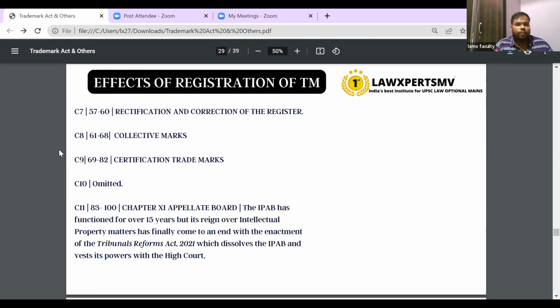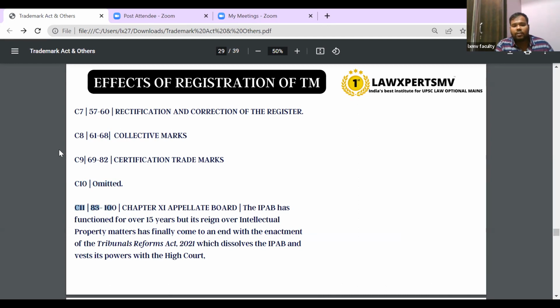Yes. We'll see that chapter 7, chapter 8, and chapter 9 are not so important for you, but with respect to the collective marks and the certification trademark, I'll give you a gist of it at the end of the lecture. And chapter 10 is now omitted, which is nothing but the aspect of textiles, like how textiles can get the trademark. It is now omitted, not applicable for you.